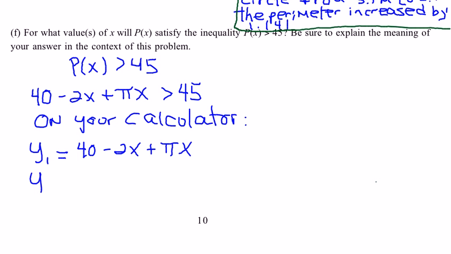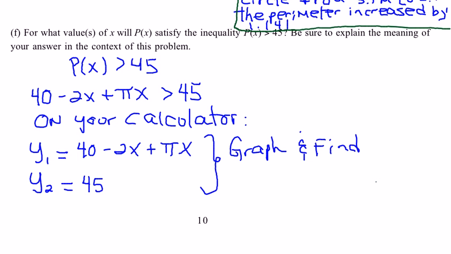You could do this manually as well, if you like, just by using inverse operations and so on, but let's just go with this. y1 is 40 minus 2x plus pi x, y2 is 45. Once I graph it, graph these two functions on the same window and find the intersection point.